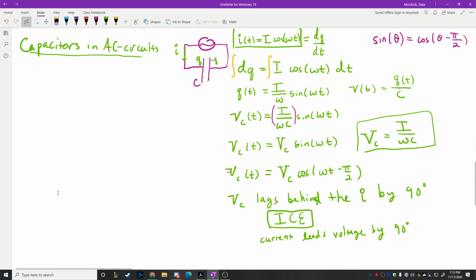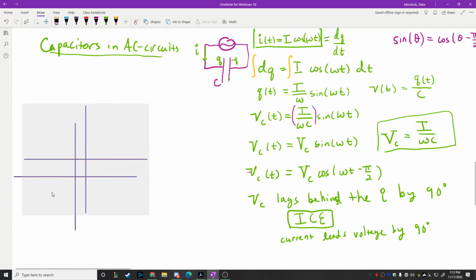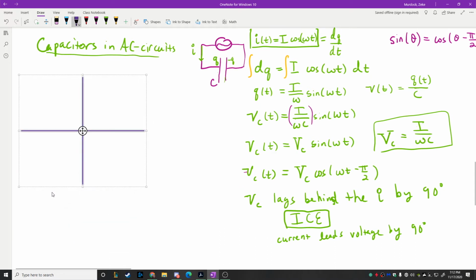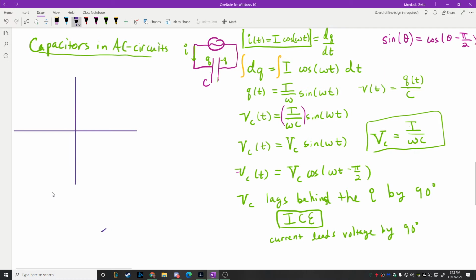Okay, so if we want to draw a phasor diagram for this now, our phasor diagram is going to have our current. Again, we'll just put the current in the first quadrant. We don't have to do this, but it's a good way to be consistent. Okay, so that's my current phasor. It spins around in a circle. It always makes this angle of omega t right here.